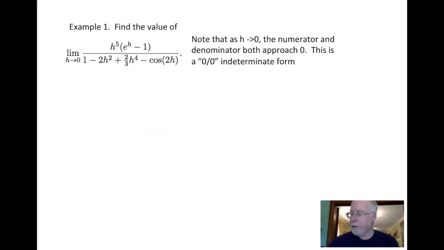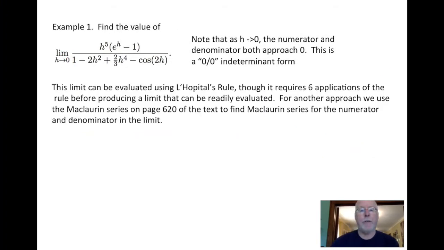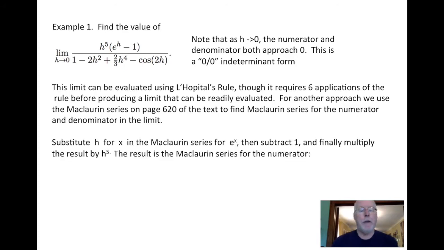So our approach is going to be the following. We're going to take a look at the Maclaurin series shown on page 620 of your textbook, and use those to write the numerator and denominator as Maclaurin series. Then we'll show we can do some algebra to resolve the limit pretty easily here. So we're going to start with the numerator first.